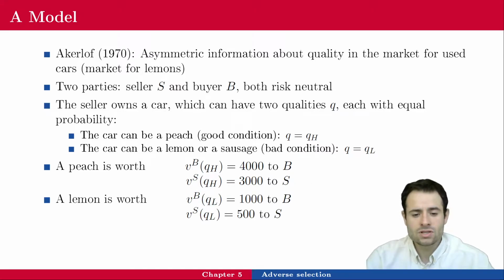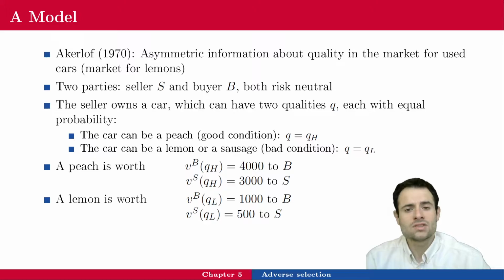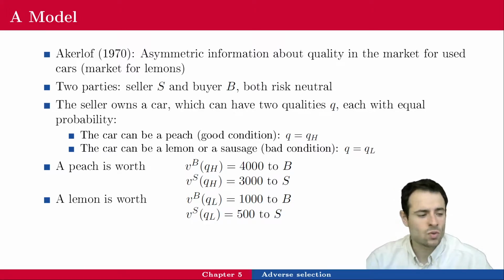Now, for lemons, of course, both the buyer and the sellers will be willing to respectively buy and sell for a lower price. A buyer is only willing to pay up to $1,000 for a bad quality car, or low quality, L is for low, and a seller is willing to sell a bad quality car for at least $500. So if the seller can sell it for more, he's going to be happier. If the buyer can buy it for less, he's going to be happier as well, and he will have a positive surplus.